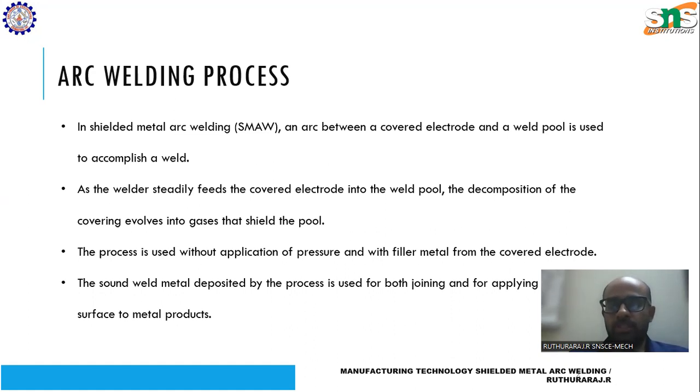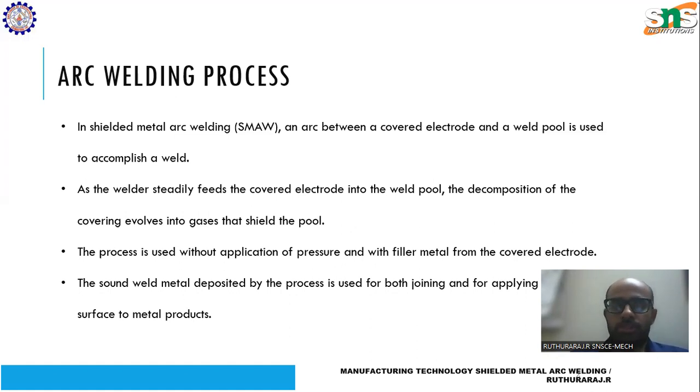Basically, two metals are diffused together. There may be melting. When melting occurs, it's called a fusion welding process. If there is no melting, then it is a non-fusion based welding process, or solid state welding process. Examples of fusion welding processes commonly used are arc welding and gas welding. Solid state welding process examples are brazing, soldering, and friction welding.